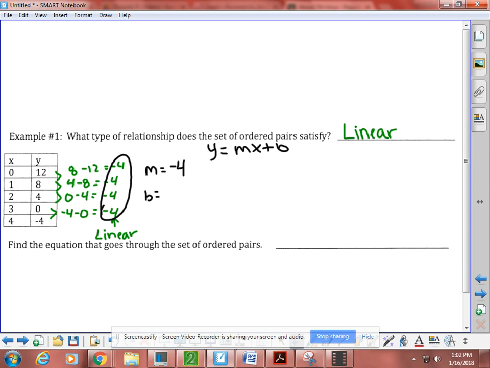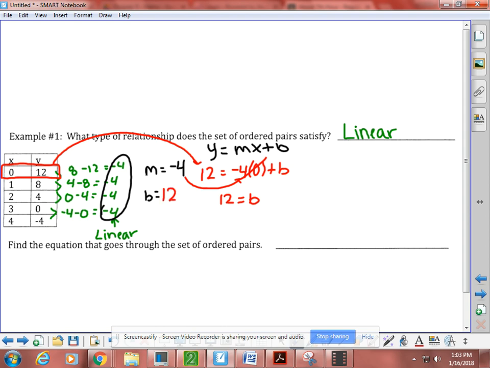So either we can test points or we can think logically. Here, let's test the points. We're putting 0 in for x and getting 12 back. So 12 is our y value, because that came from here. Our m is negative 4, times 0 plus b. Anything multiplied by 0 goes away, so I get that 12 equals b.